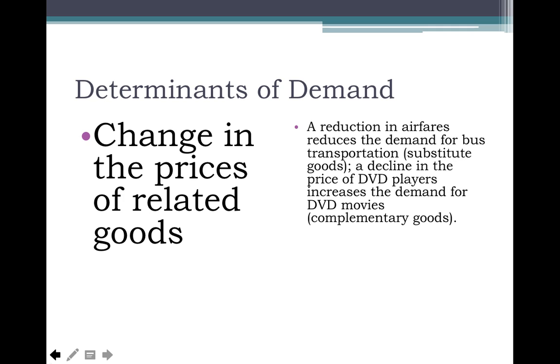We also have complementary goods. Okay? If the price of DVD players goes down, the law of demand says what? You're going to buy more DVD players. Well, now that I have a DVD player, what do I need to do? I need to buy more DVDs. DVD players and DVD movies go hand in hand. They complement each other. So complementary goods are goods that are used with each other, right? And so that's the next one.